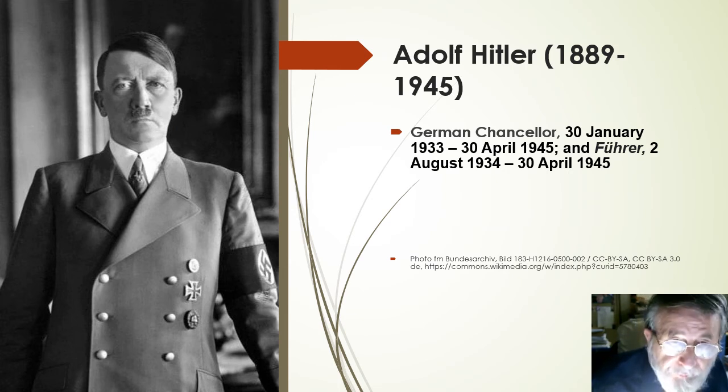Here's an official photograph of Hitler from 1932. He became German Chancellor on the 30th of January 1933 and held that post until his death in April 45. And also the additional title of Führer, of leader, from August 34 and again until his death.